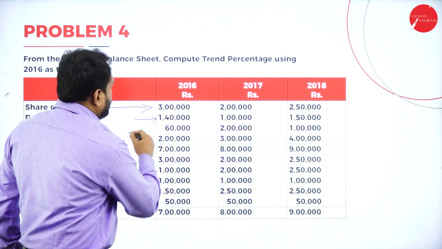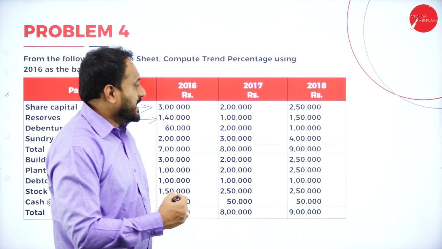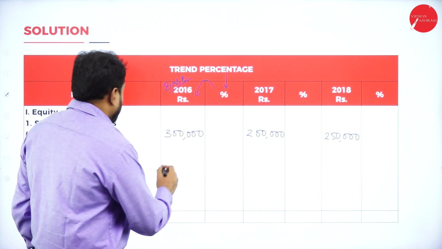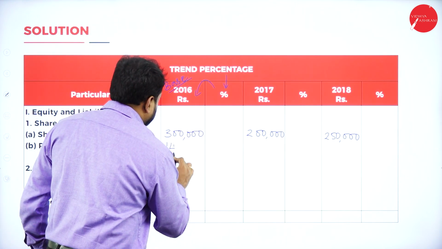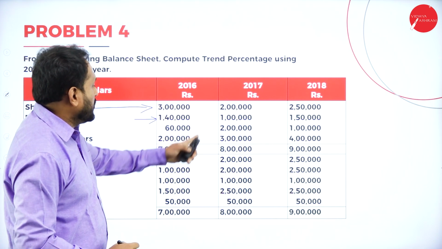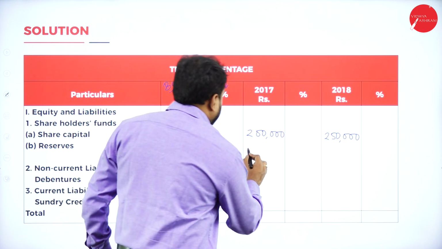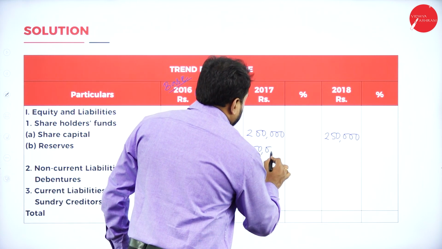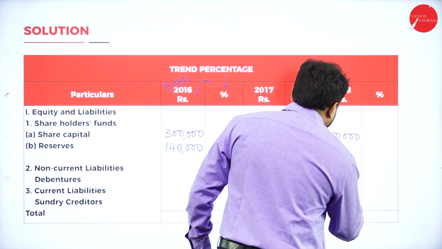Next, we have reserves. So reserves is 1 lakh 40, 1 lakh and 1 lakh 50. So we'll go with this 1 lakh 40. Next is 1 lakh and 1 lakh 50. So we will write 1 lakh and 1 lakh 50,000.